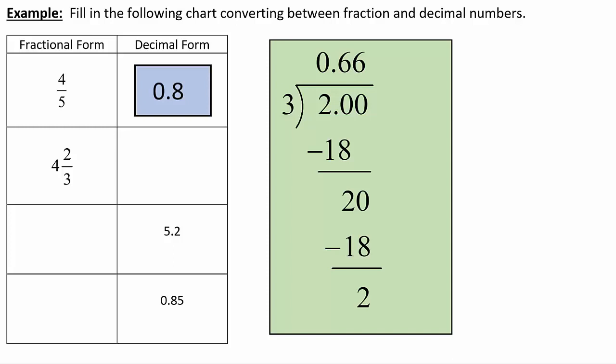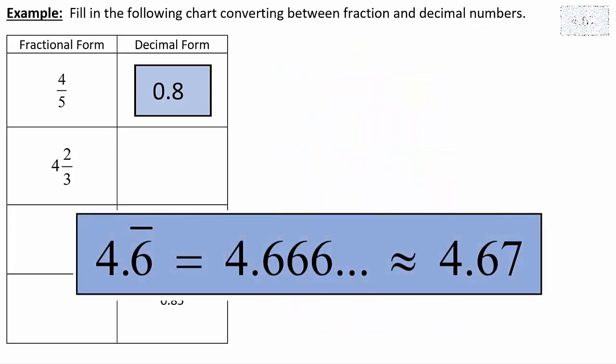So we have 0.666, and let's just round that off to 2 decimal places. Let's call it 0.67. Therefore, 4 and 2/3 is equal to 4 and 67 hundredths, or more simply, 4.67.